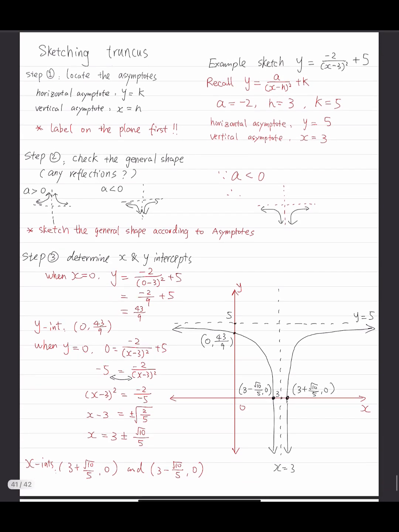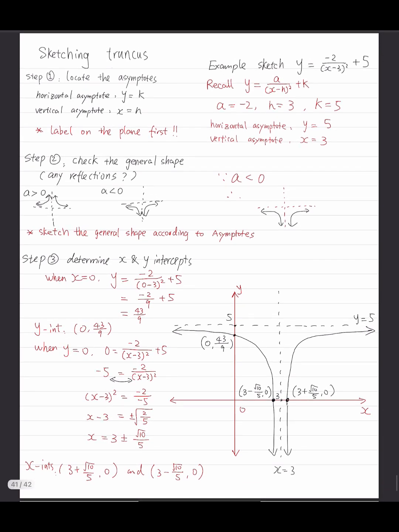Now let's take a look at how we're going to sketch a truncus. Again, there are three steps involved, just like the hyperbola. You'll notice that the three-step format is almost the same as sketching a hyperbola, except I changed step 2 a little bit. I changed the general graph a bit.